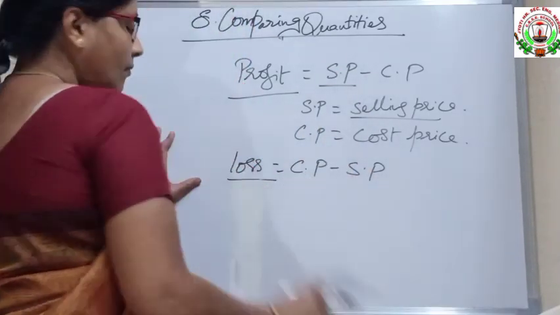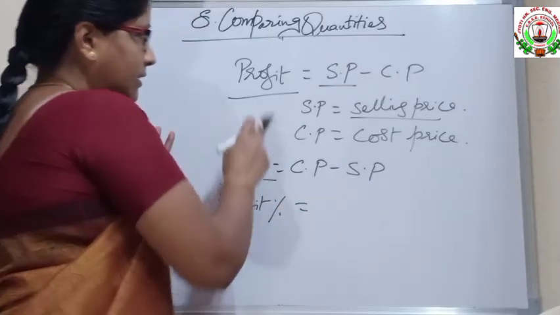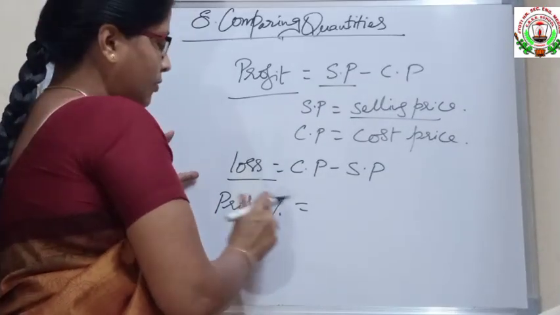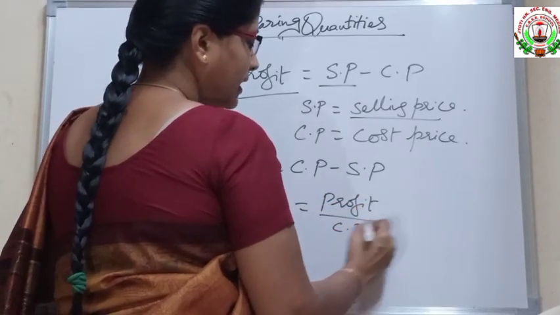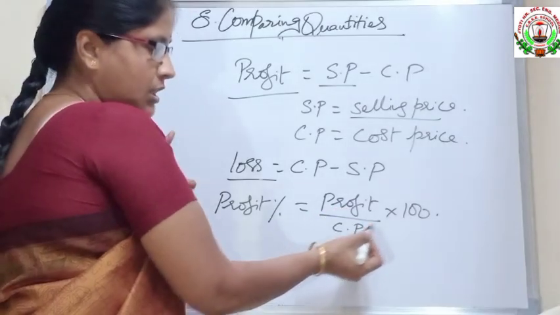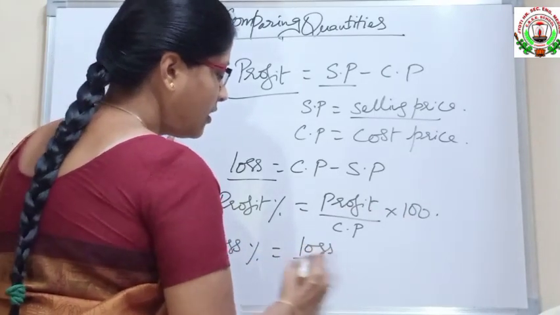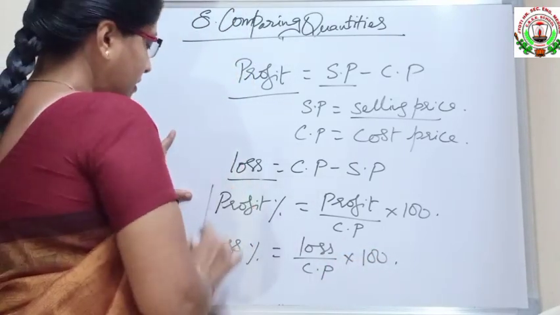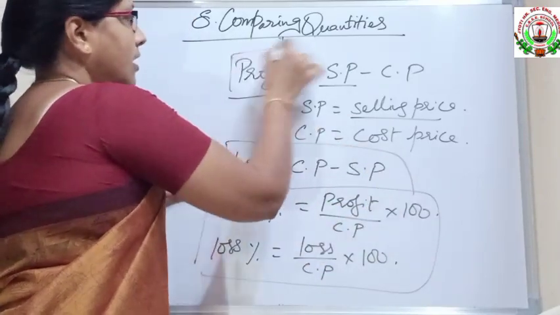Similarly, profit percent. Profit is a simple number, but we want to know the percentage of the profit. So profit percent formula is profit by CP into 100. Profit by cost price into 100. Similarly, loss percent is loss by CP into 100. You have to remember these formulas.